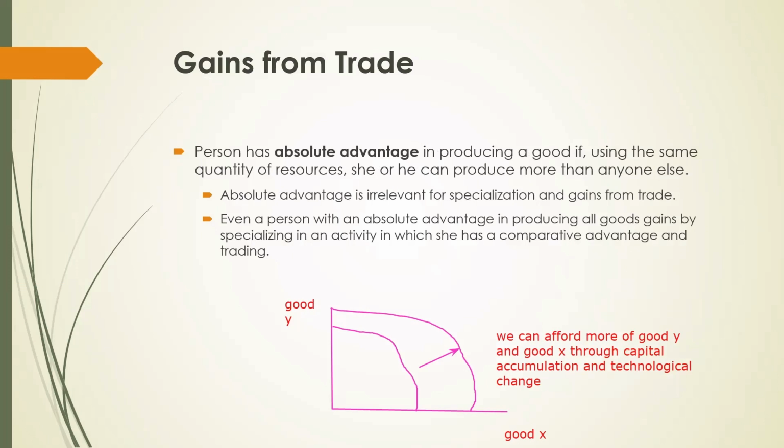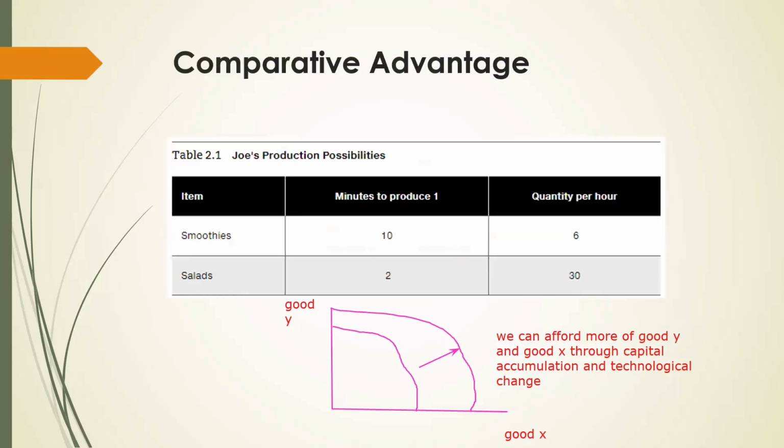Absolute advantage is when, using the same quantity of resources, we can produce more than anyone else. So producing products like that, that's very important.